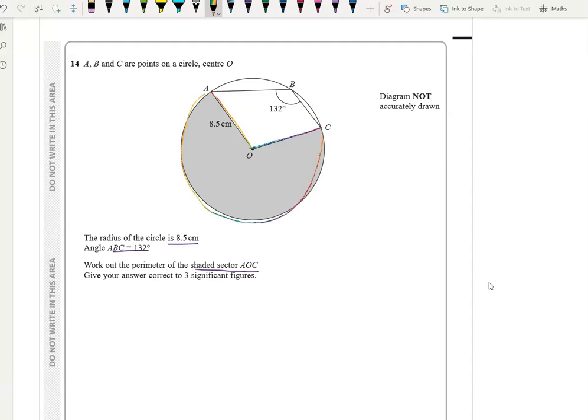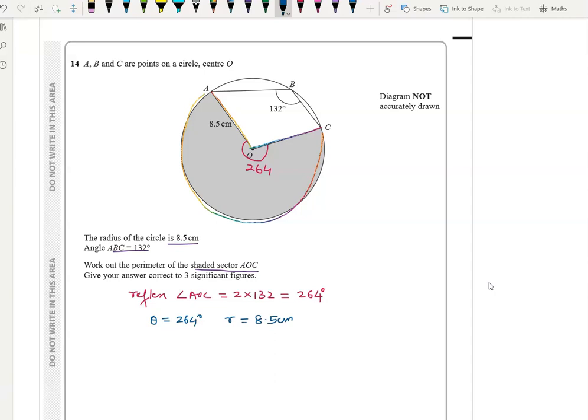Now to find the length of the sector arc, we need the corresponding angle. Now angle ABC is 132. So this angle here, reflex angle AOC, which is the angle at the center, will be twice the angle on the circle. So it will be 2 times 132. So our theta will be 264 degrees. Okay, so now we have theta is 264 degrees and radius is 8.5 centimeters.